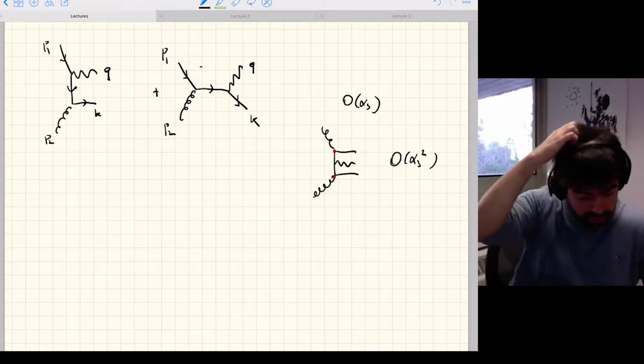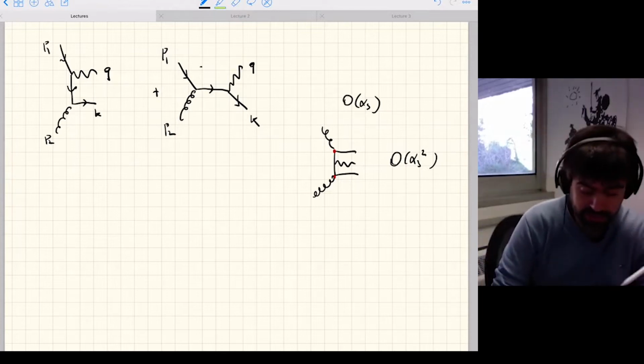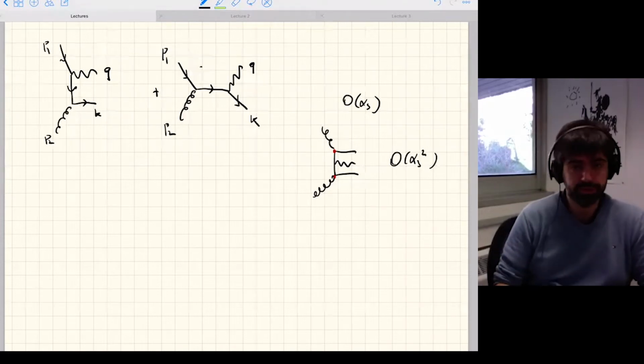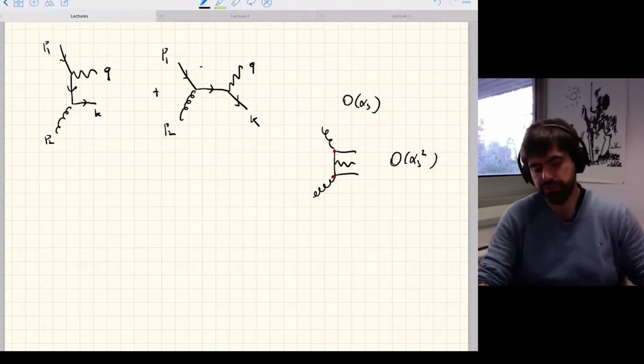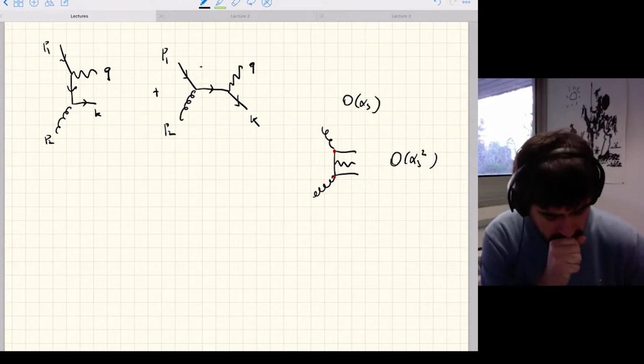Now it is true that we have many gluons. The gluon PDF is enhanced at the LHC. So this contribution, although it is one order down in the power expansion, may be important from a numerical point of view. But if you're strictly speaking with perturbation theory, then you don't have to do this.